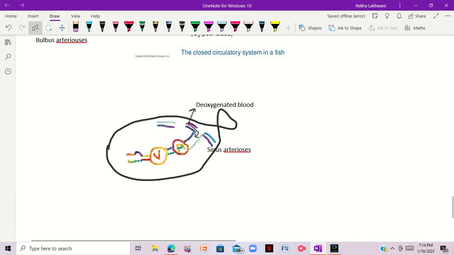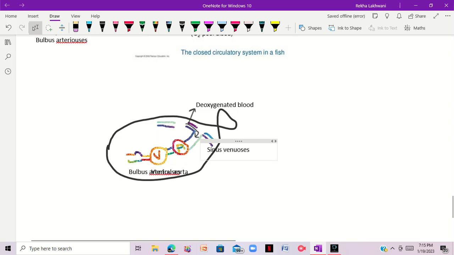Here we have the ventral aorta, and this swollen part is known as the bulbous arteriosus. Oh, sorry, this is the sinus venosus, not sinus arteriosus. This is the sinus venosus. This is the bulbous arteriosus, and this is the ventral aorta, right?